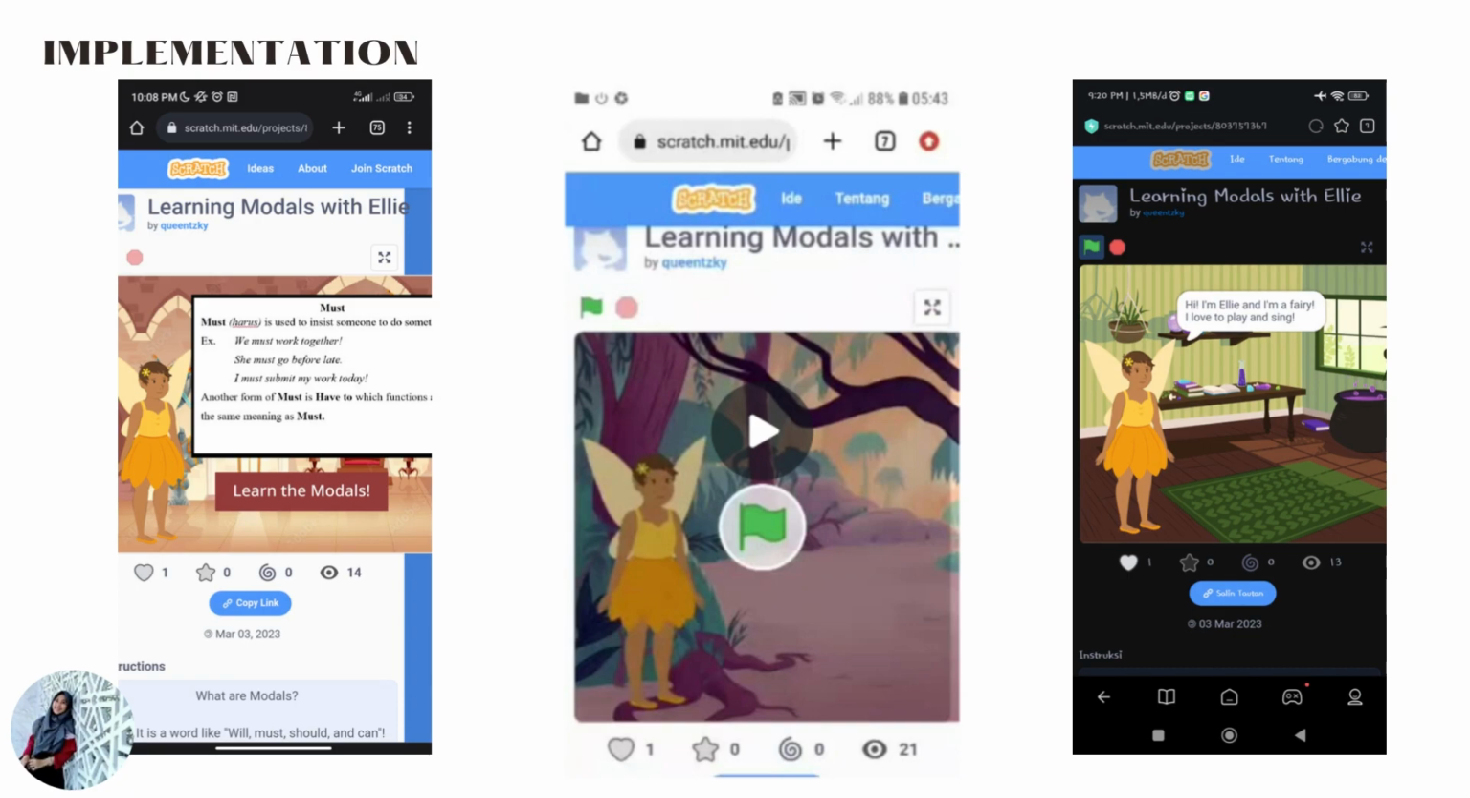Okay, so let's see one of the documentations of the participants who played the game.